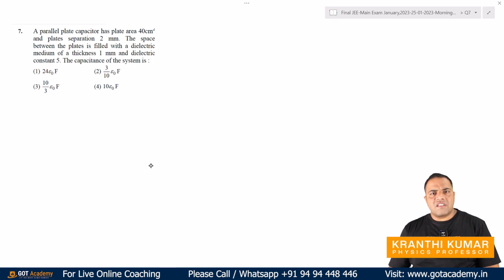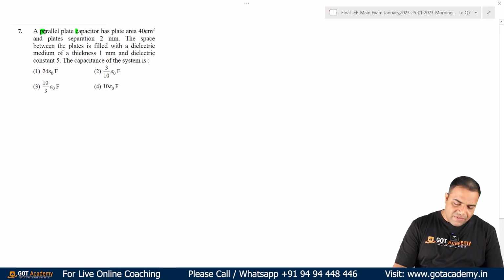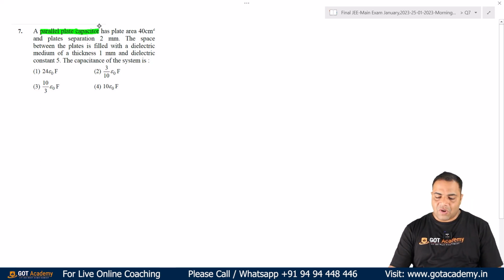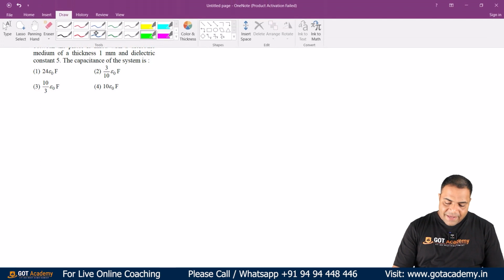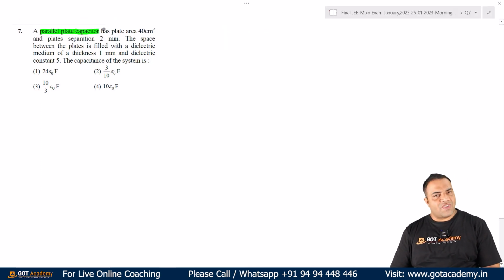So children, now let us discuss our seventh question, that is a parallel plate capacitor. The name itself is given: capacitor. This is from the chapter Capacitor. In capacitor, first of all, we have to recollect the various subtopics and their formulas. That's the first thing you have to do. So what I'm asking you is to take a pause, read this question two to three times, and then listen to what I'm explaining. You will understand better.